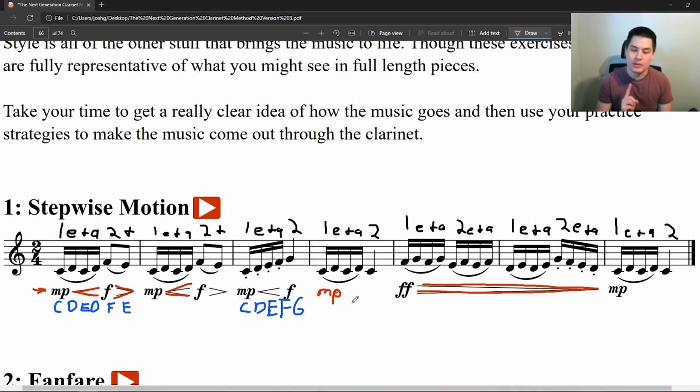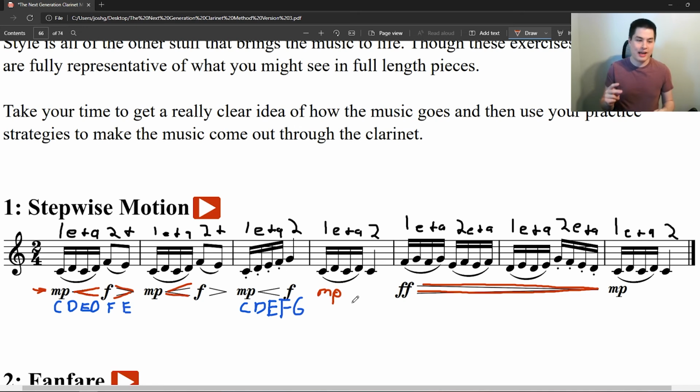Let me start by demonstrating how I would count through this, getting the notes, the rhythms, the style, getting all of the musical details. So first, as always, we get our steady beat going, and then we're going to sing and say the counting. So by singing the notes, we're getting the notes. By saying the counting, we're getting the rhythm. And then I'm also going to sing the dynamics and the articulations to get that as well.